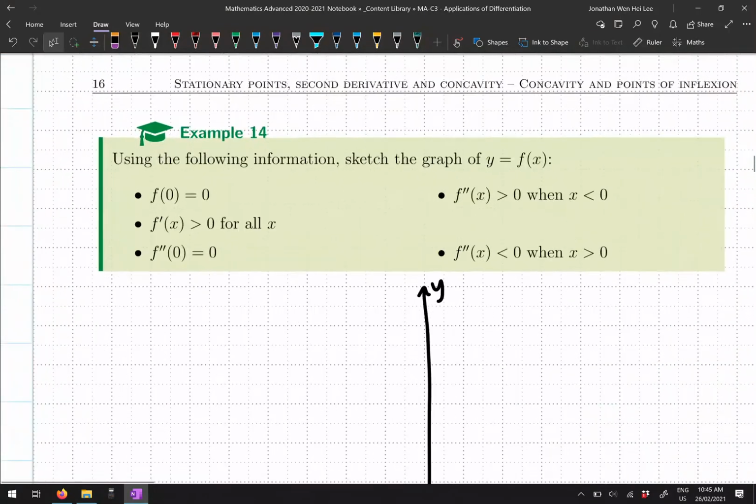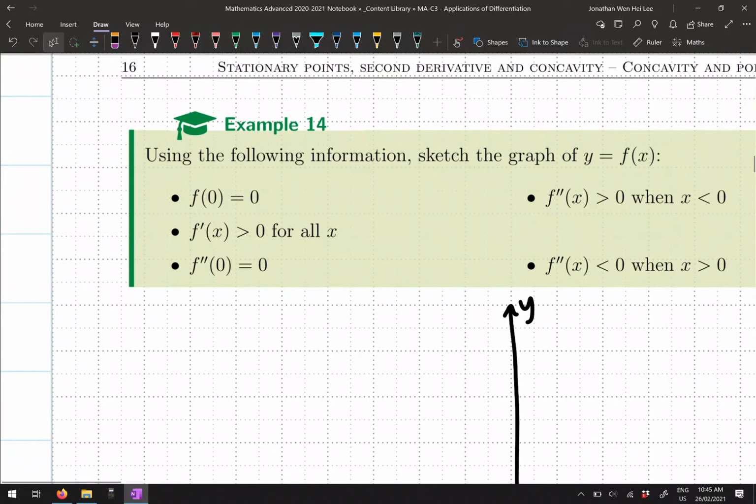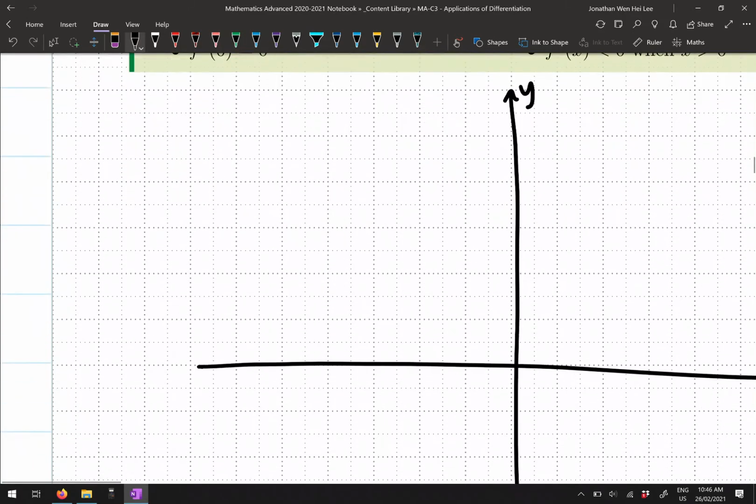Okay, let's have a look at this first dot point. F of 0 is equal to 0. What does that mean? This means when I have x is equal to 0, which is this guy over here, I have y is equal to 0. And so this tells me that I have a point on my graph, 0, 0. Is everyone cool with that? Okay, so let's put that point on my graph.